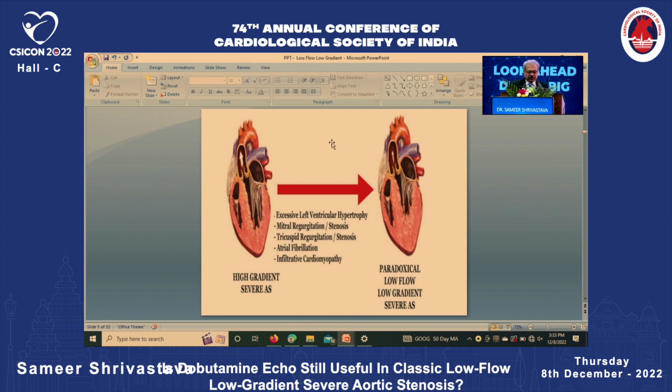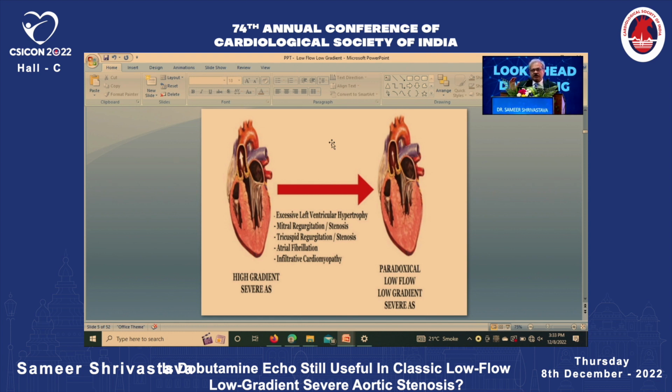So this is paradoxical low flow, low gradient. In paradoxical low flow, low gradient, because of the hypertrophy per se, there is so little blood entering the LV, and when it ejects out, it does not get ejected with that much gradient. So there are three reasons why paradoxical aortic stenosis has been propagated. What are the reasons? One is a lesser quantum of blood entering a very hypertrophied ventricle, and when it compresses, it does not eject blood with that gradient.